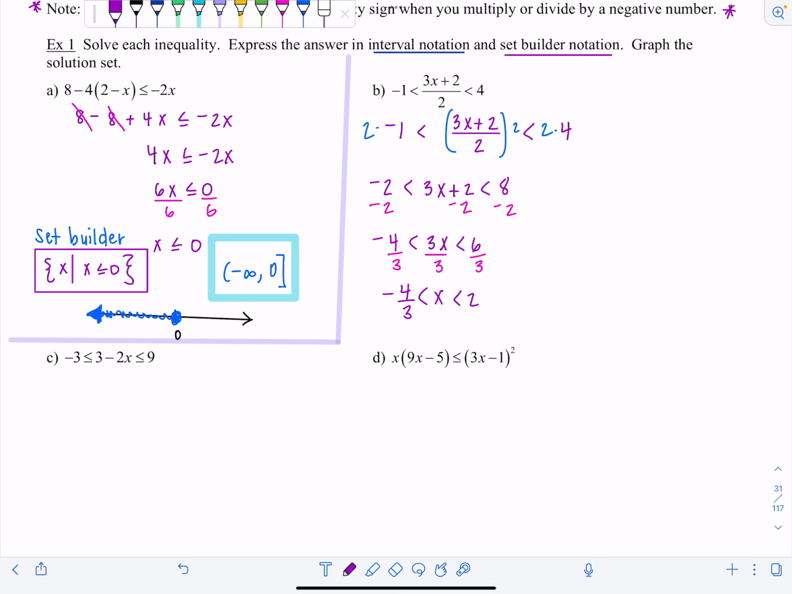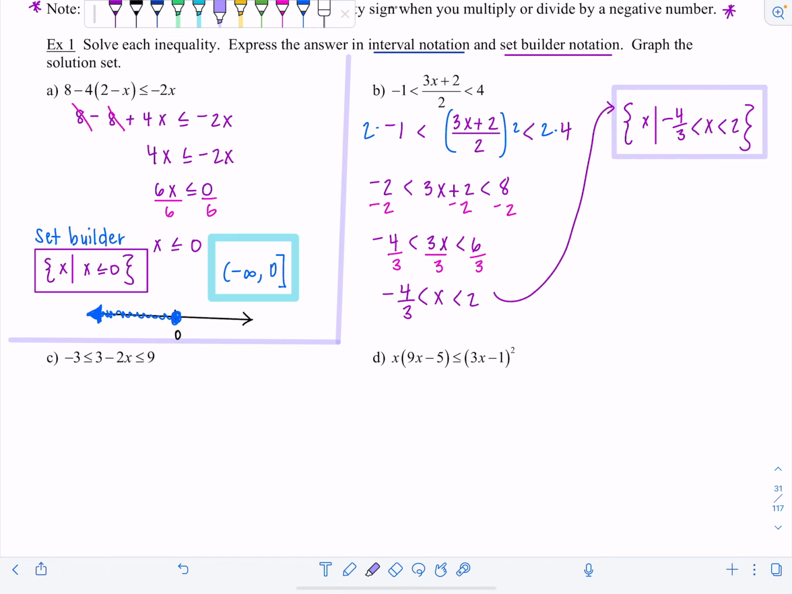Okay, so to write this in set builder notation, there's not a lot to do. You just write your little curly braces and then x such that, and then copy down the inequality. -4/3 is less than x and less than 2. So there's set builder.